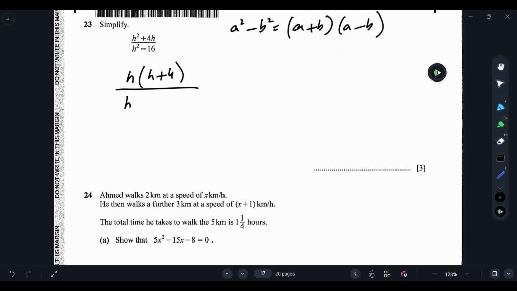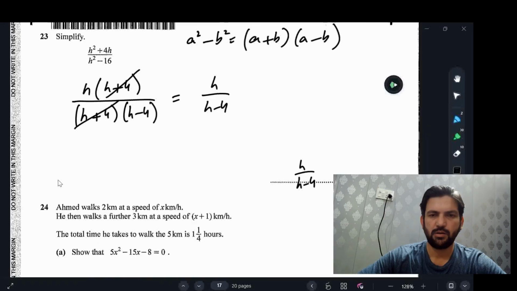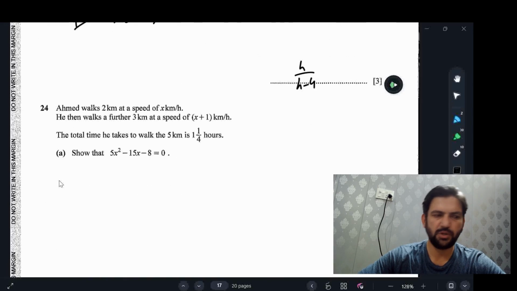h plus 4 into h minus 4. So we can cancel out these two. So this should be h divided by h minus 4. So this will be the final answer. I hope that the concept is clear. Let's move to question number 24.